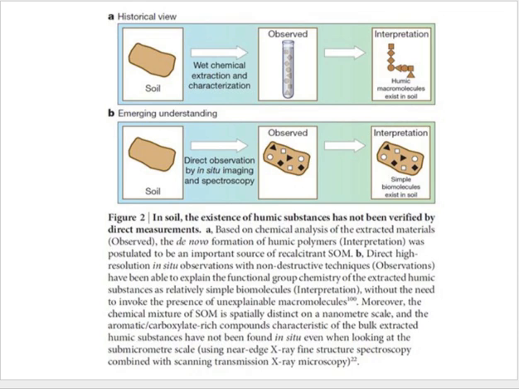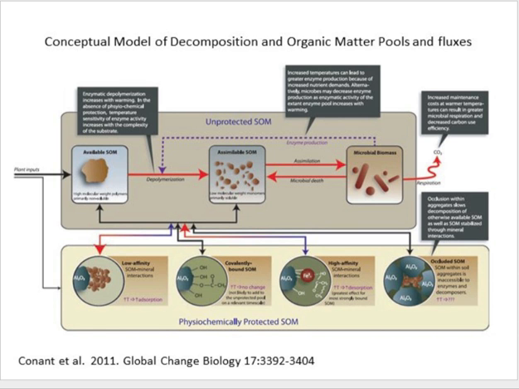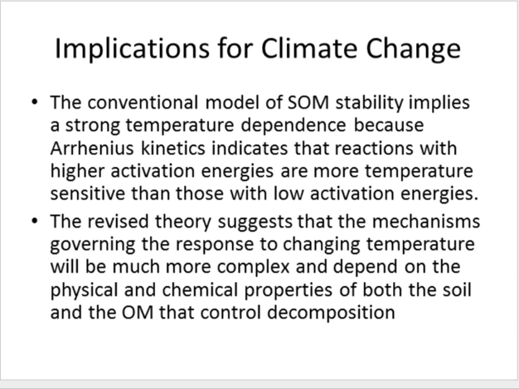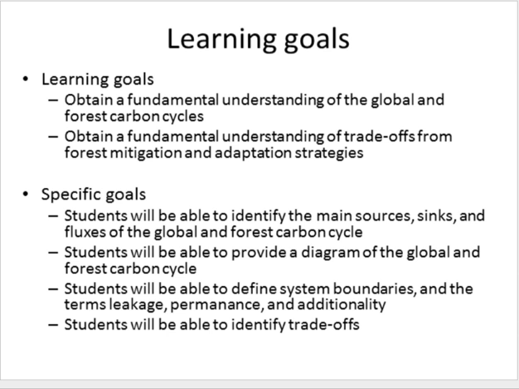So the McKinley paper, I was just going to start off by saying a little bit of our goals here. We do want all of you, you range in your interest from AIM 1 to AIM 6. Some of you are more economists than physical scientists. But we would like all of you to have a fundamental understanding of the global and forest carbon cycles. And in terms of mitigation and adaptation, to think a little bit about trade-offs.